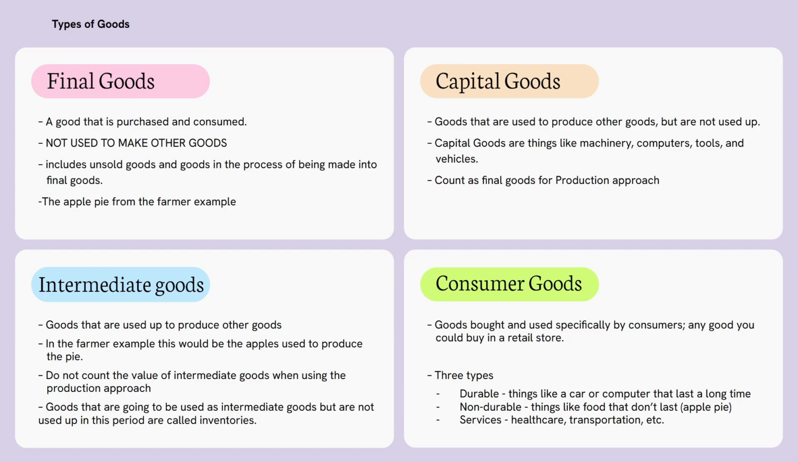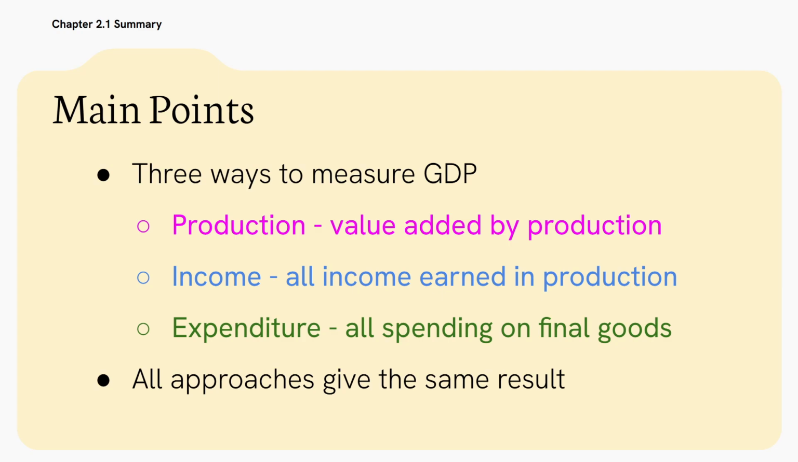And so this is things like healthcare and transportation that you have to pay for. And so to wrap up this section on national income accounting, we just have to know 3 major points. So we need to know the production approach, which is the value added by the production of goods. You need to know the income approach, which is all income earned during production. And we need to know the expenditure approach, which is all spending on final goods. And the most important part is that all approaches give the exact same result.